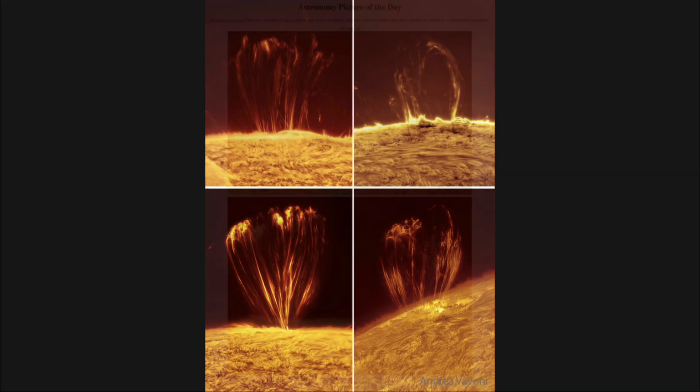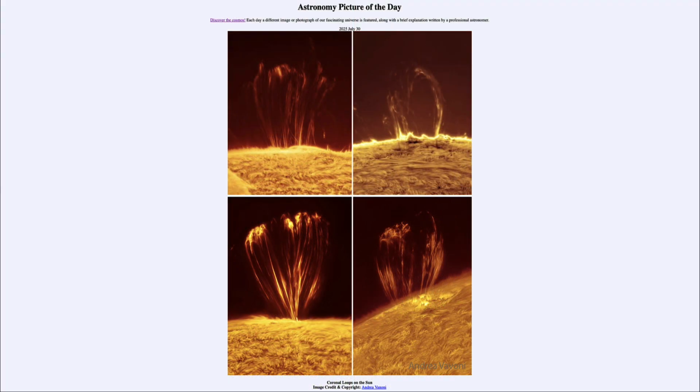So that was our picture of the day for July 30th of 2025. It was titled Coronal Loops on the Sun.